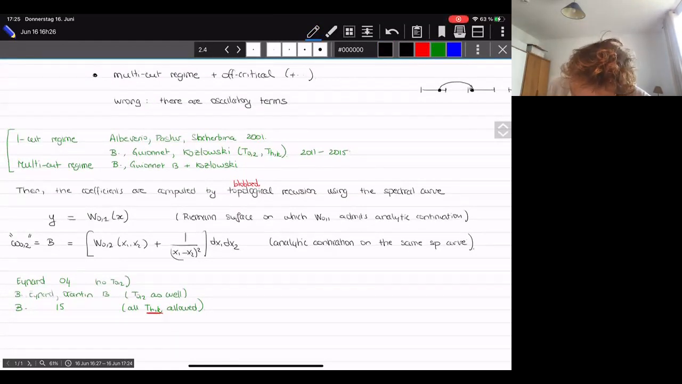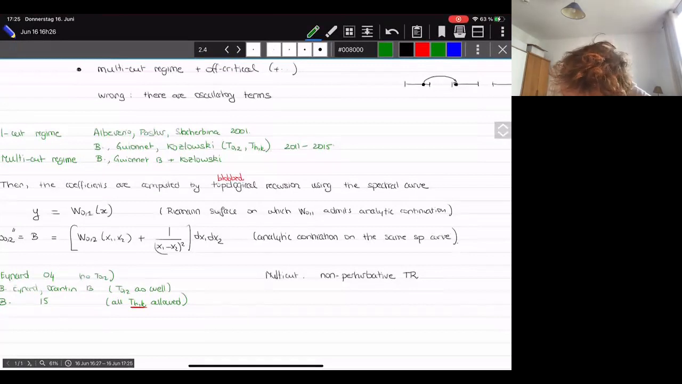And so the multi-cut case was predicted. So there's a formula. Sometimes it is called non-perturbative topological recursion, but it shouldn't be confused with resurgence. We just need a name, and we haven't found a better one so far.